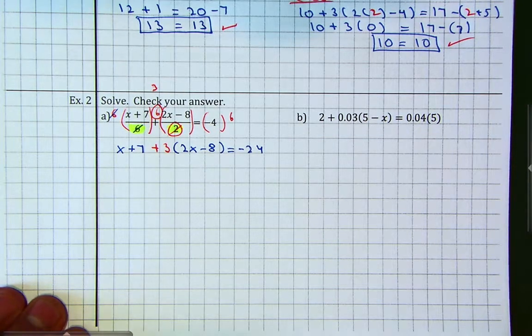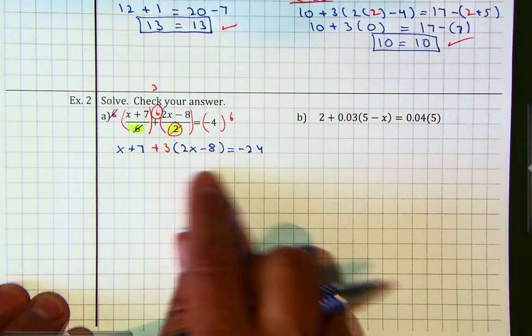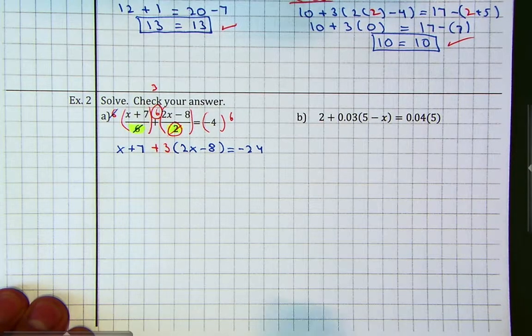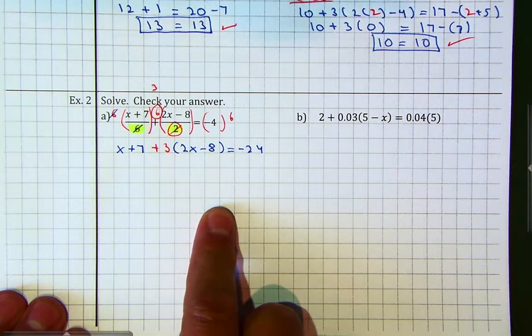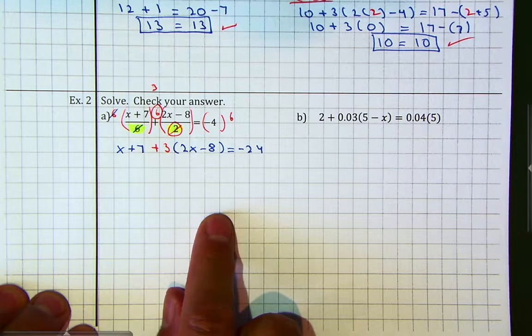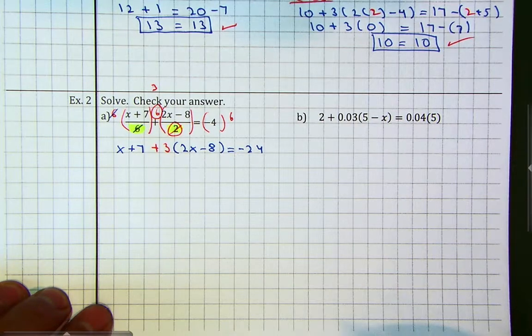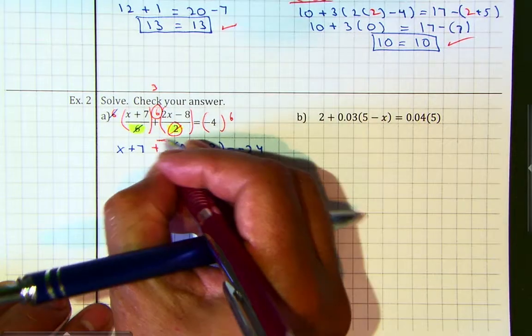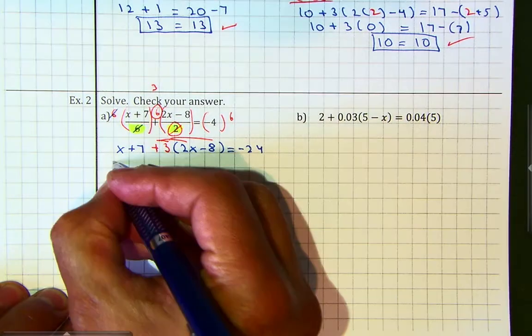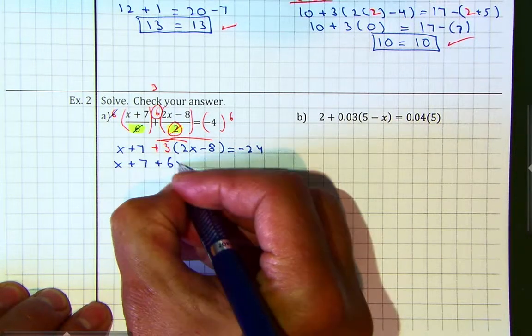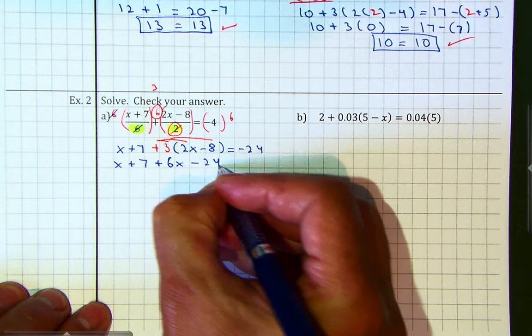And now I can use my distributive property to simplify, combine like terms, and solve it. Go ahead and solve it, see what you get, and then we can compare our answers. Go and pause it. So in this case, I'm going to use my distributive property to multiply this out. That gives me x plus 7 plus 6x minus 24 equals negative 24.